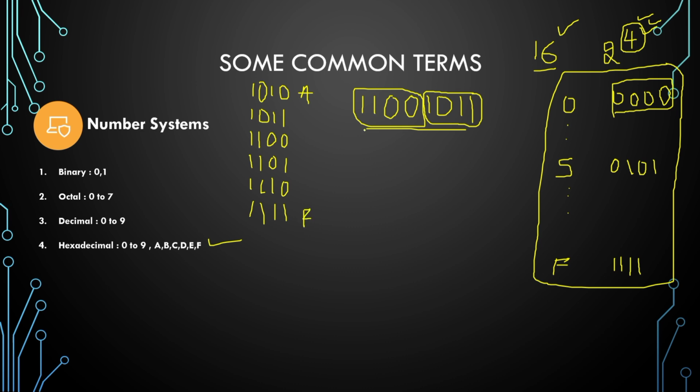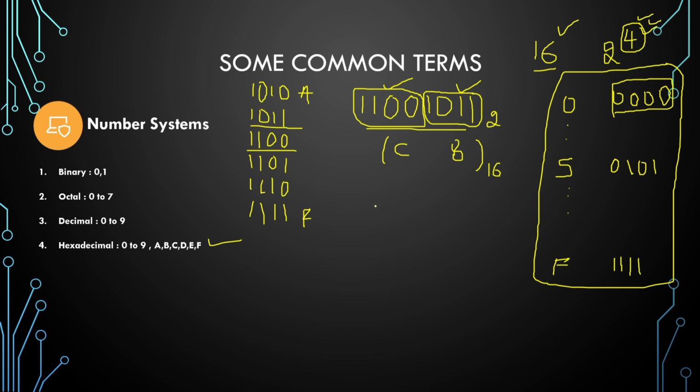What we see is 11001011. So 1011 is B, and we have 1100, which is C. So this 11001011 in binary can be represented as CB in base 16, or hexadecimal representation. This is how we converted binary to hexadecimal.